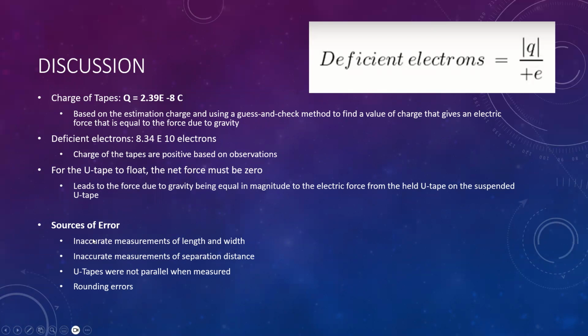Possible sources of error: inaccurate measurement of the length and width, inaccurate measurements of the separation distance, which could have been due to the U-tapes not being held parallel, and rounding errors as well.